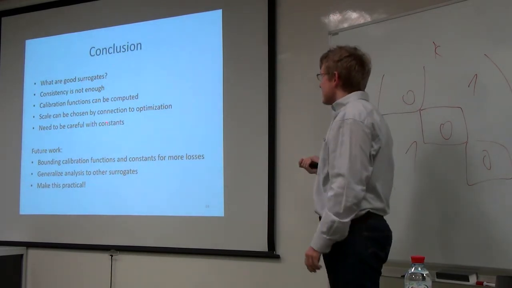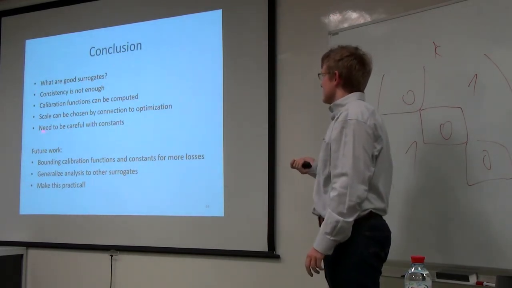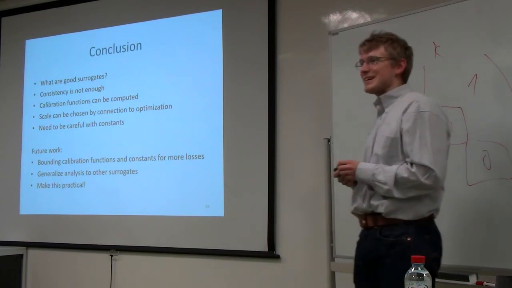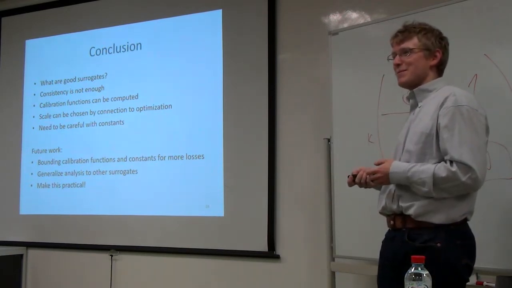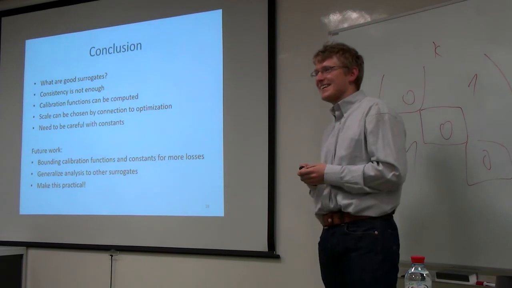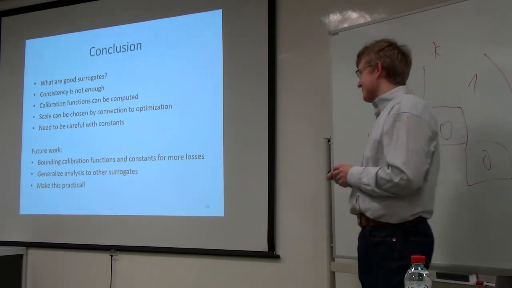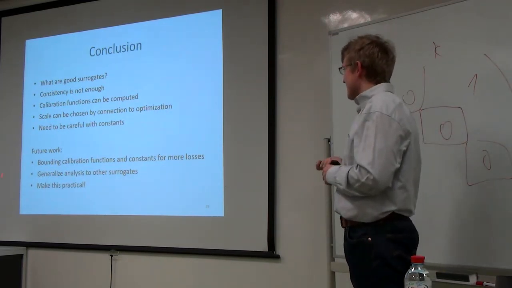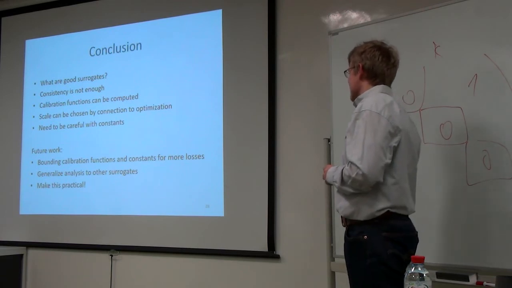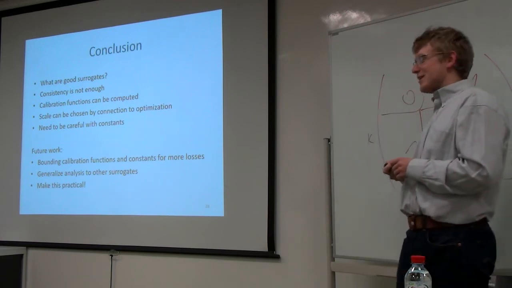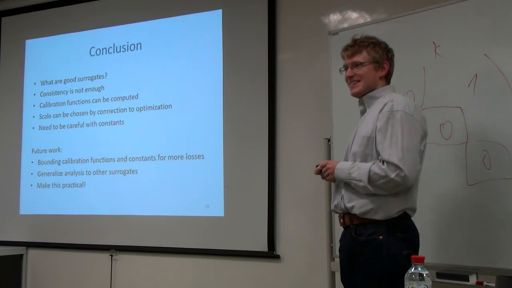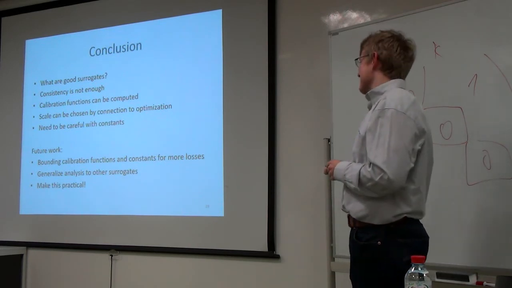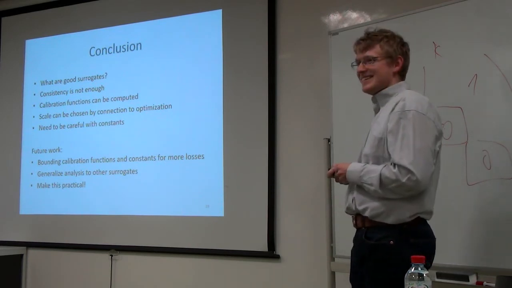And also in all of that we had to be super careful with constants, because exponential quantities pop up here and there, and then they can kill any rate. So basically, future plans are to try to bound calibration functions and constants for more losses. So here we do have it for some. Which one, for example? What's the idea?